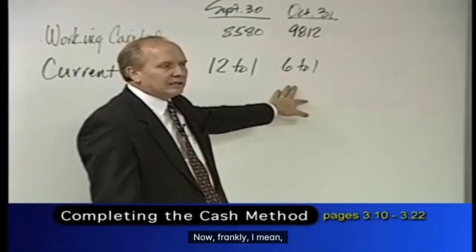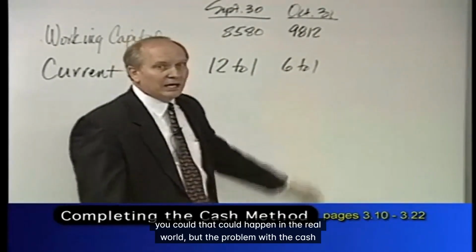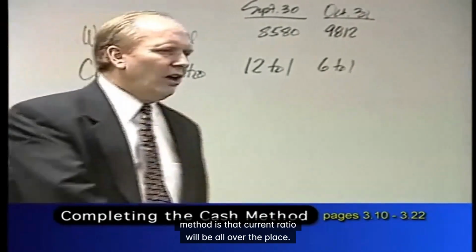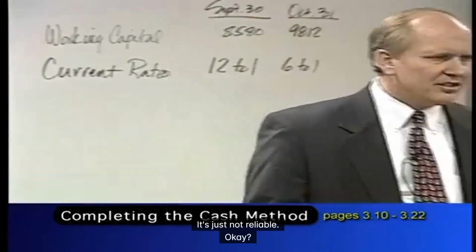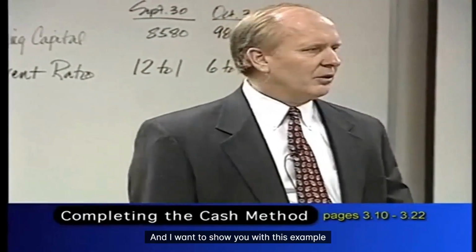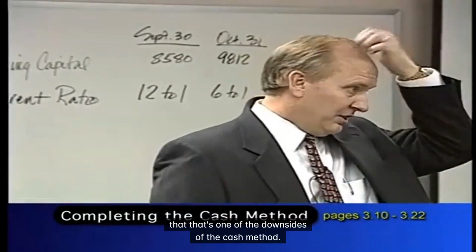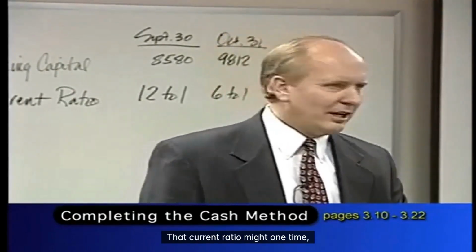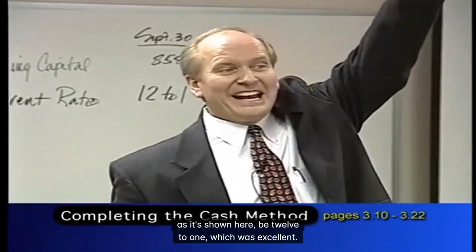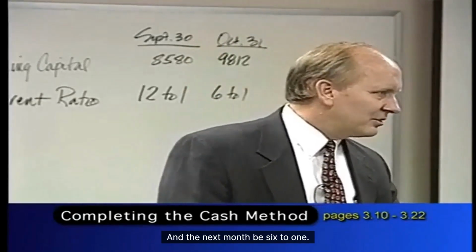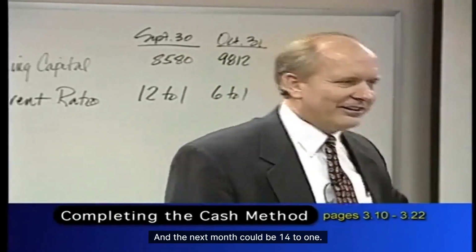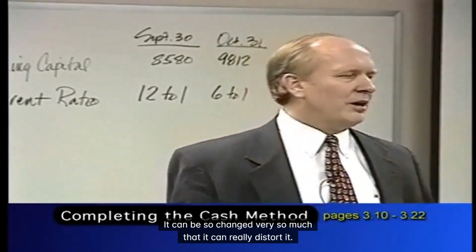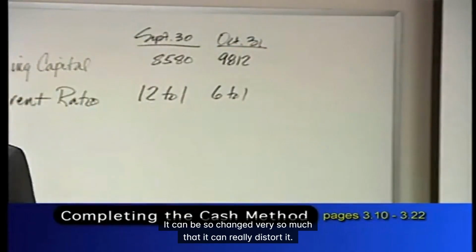Now, frankly, that could happen in the real world, but the problem with the cash method is that current ratio will be all over the place. It's just not reliable. Okay? And I want to show you with this example that that's one of the downsides of the cash method. That current ratio might one time, as is shown here, be 12 to 1, which was excellent, and the next month be 6 to 1, and the next month could be 14 to 1, and the next month 3 to 1. It can change so much that it can really distort it.